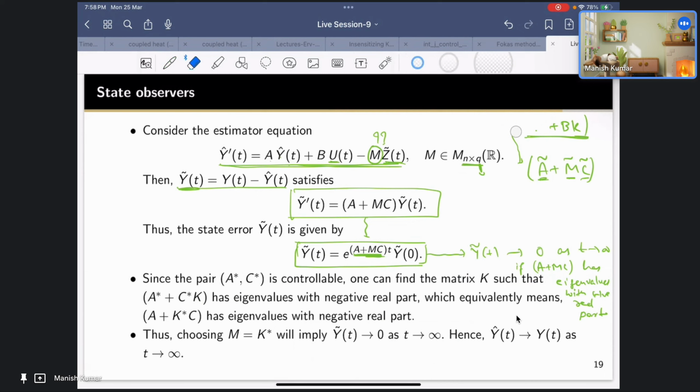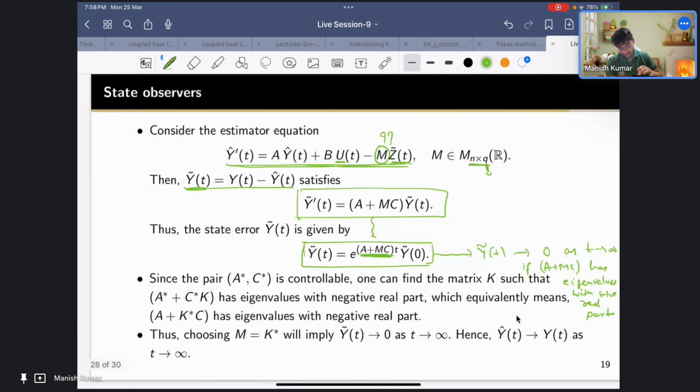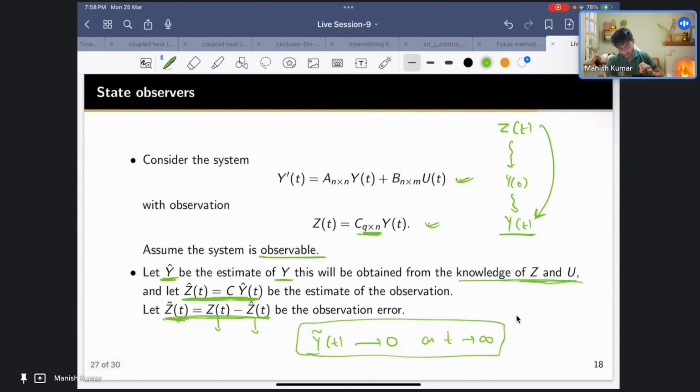So when the approximation, y hat, is converging to the actual state, that is possible when you can do this kind of thing, that A plus MC has negative eigenvalues. So that is the whole game. Again, there is nothing new, the proof is exactly the same, using the duality relation. That's all about this thing.